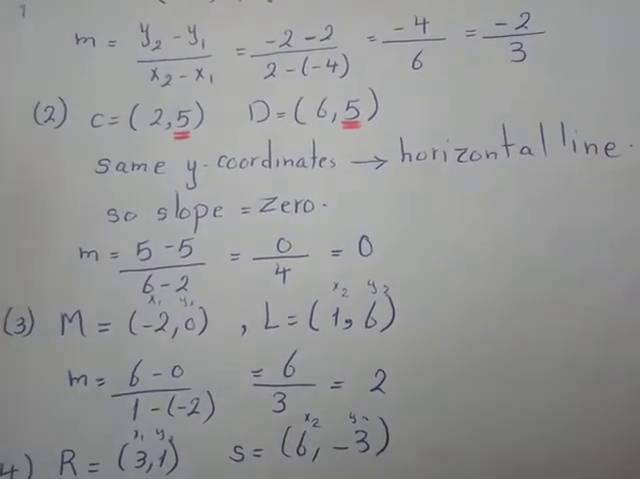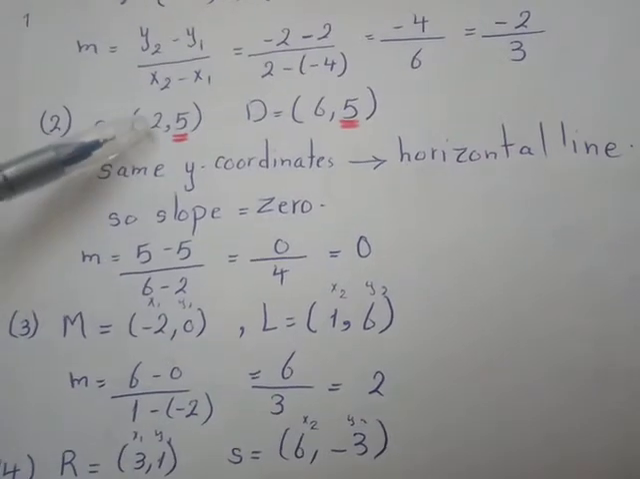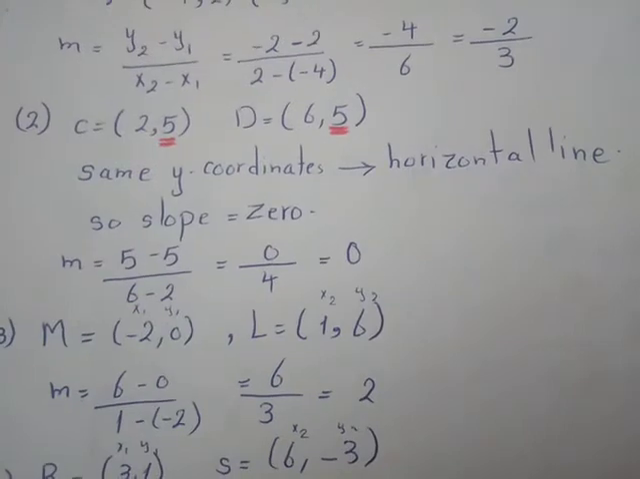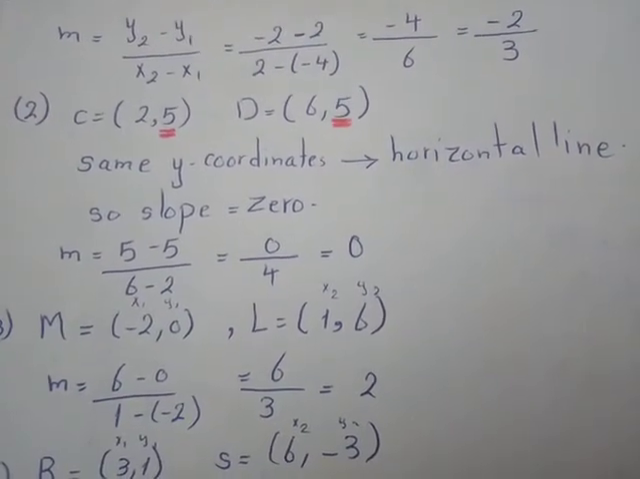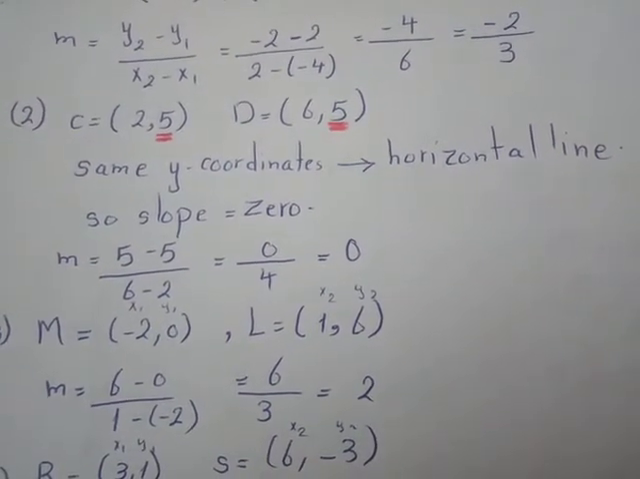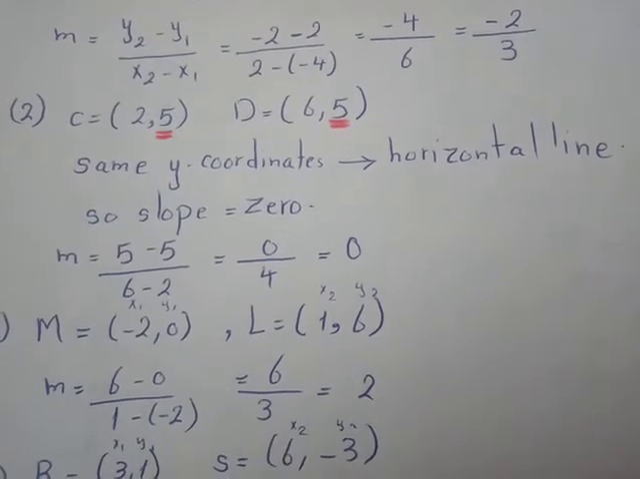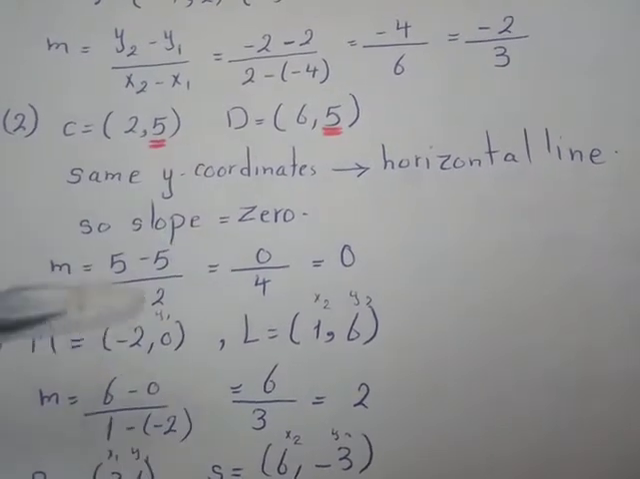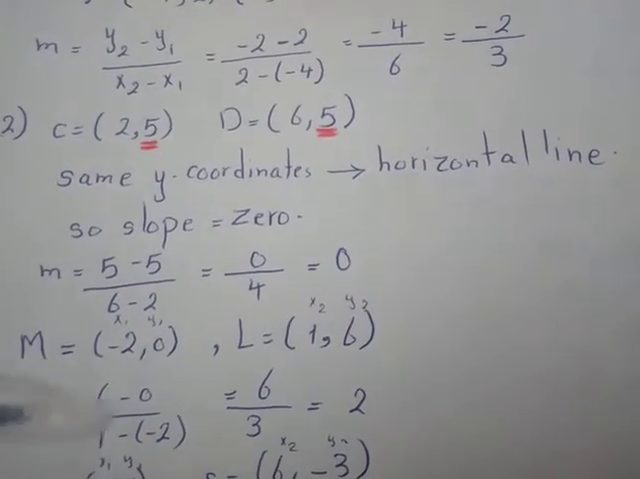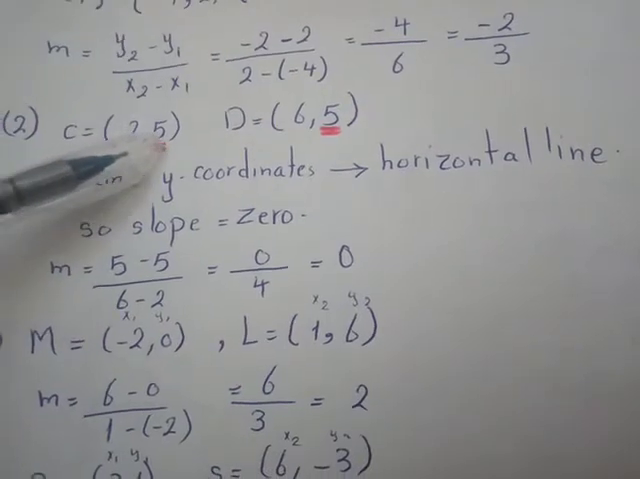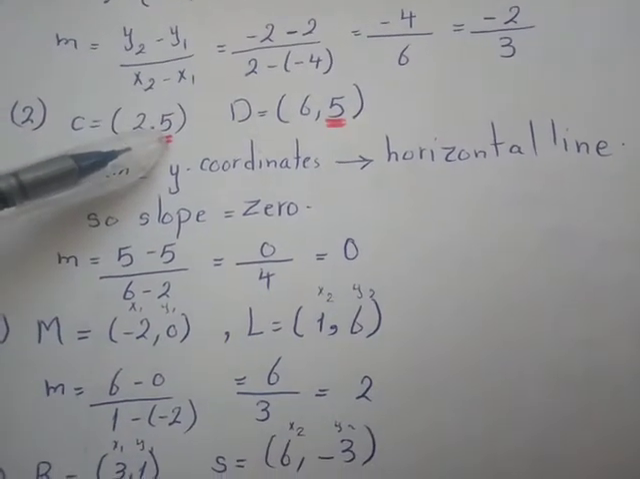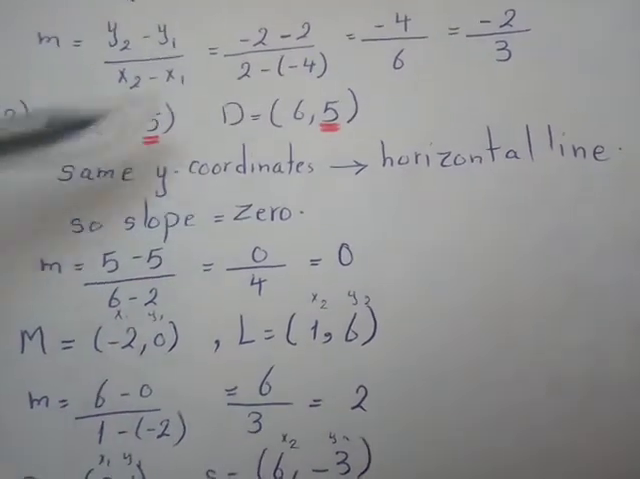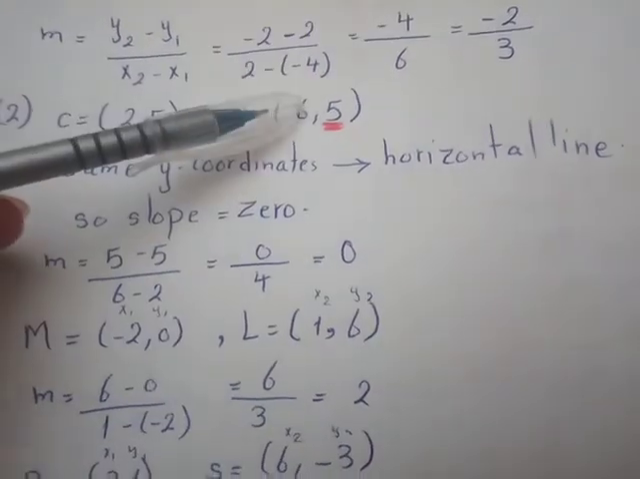Number 2. If he gives you the point C is (2, 5), and point D is (6, 5), how can we get the slope? By the formula, change in y over change in x. So y2 minus y1 over x2 minus x1. But please concentrate. Look at the y coordinates for the first point and for the second point. They are the same, both of them 5.